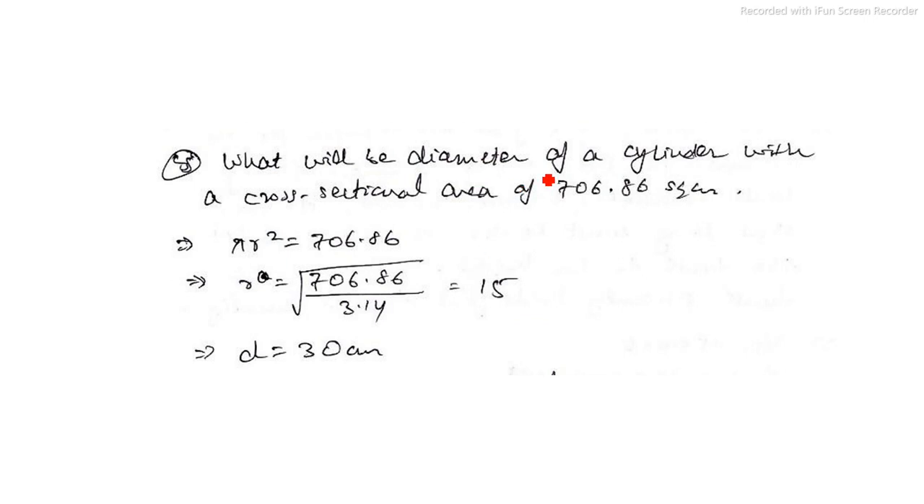Next, what will be the diameter of a cylinder with a cross-sectional area of 706.86 square meter? So this is very basic. Using the formula of area of cylinder, that is pi r square, the cross-sectional area is given as 706.86 square meter. So you can directly calculate the r and then d.